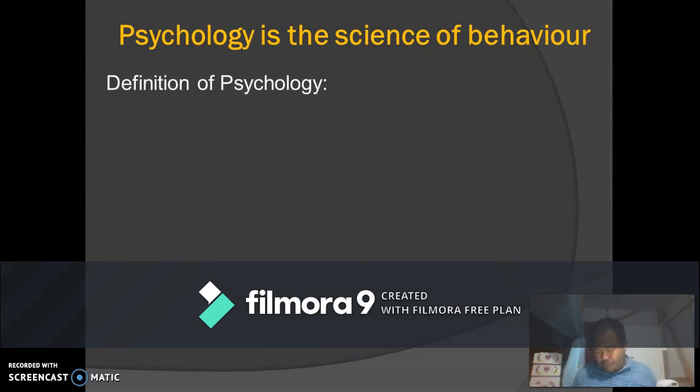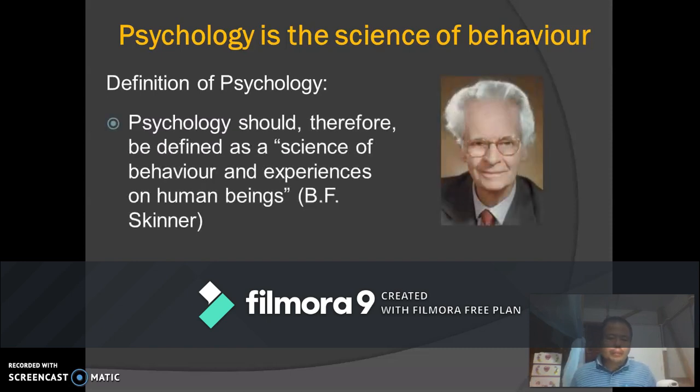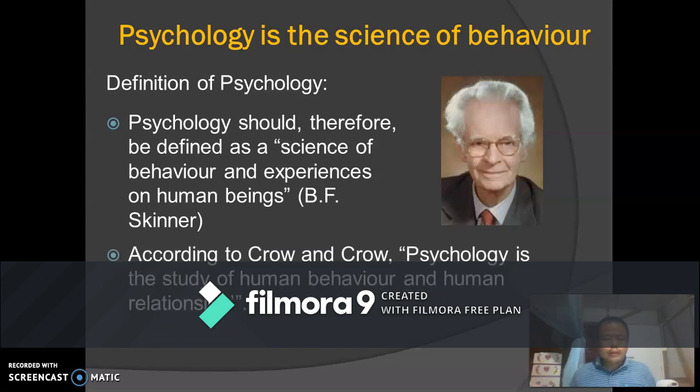Let's see a few definitions. Two definitions. One given by B.F. Skinner, a well-known psychologist. According to him, psychology is the science of behavior and experience of human being. Another, Crow and Crow, according to them, psychology is the study of human behavior and human relationship.